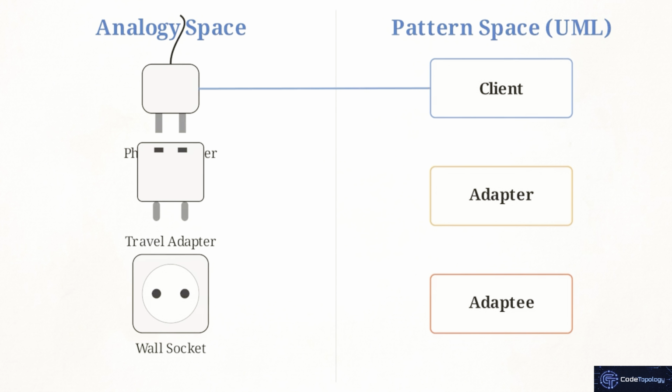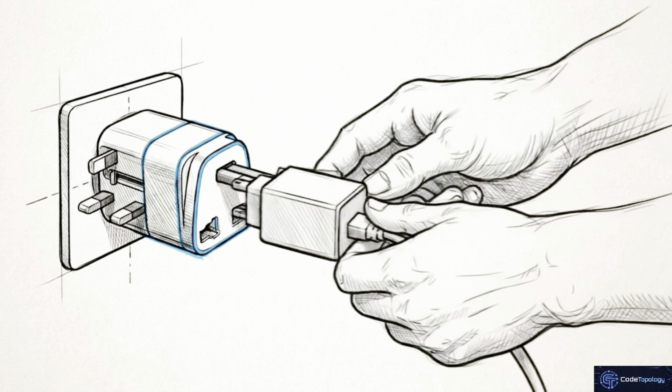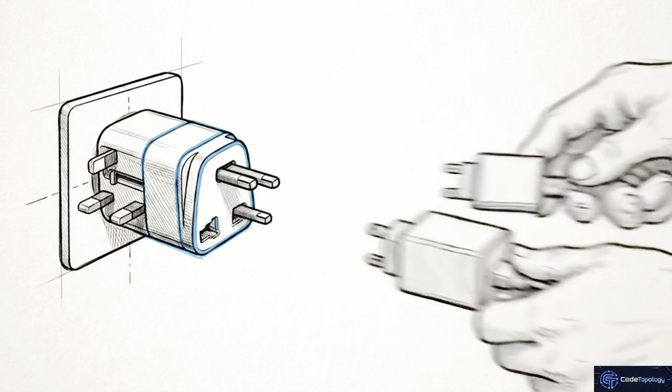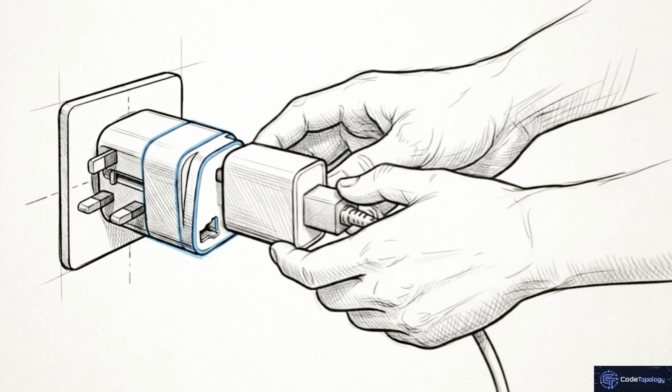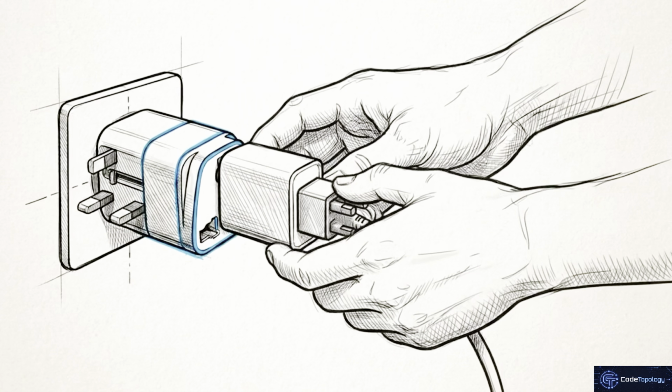The physical charger is your client code. It expects a standard connection and does not change. The travel adapter is the adapter class. It wraps the incompatible plug to perform the translation. And the foreign wall socket is the adaptee, the legacy system or third-party API providing power, but in a format the charger can't use directly. By isolating these roles, we can swap out the socket or the charger independently, as long as the adapter in the middle manages the translation.